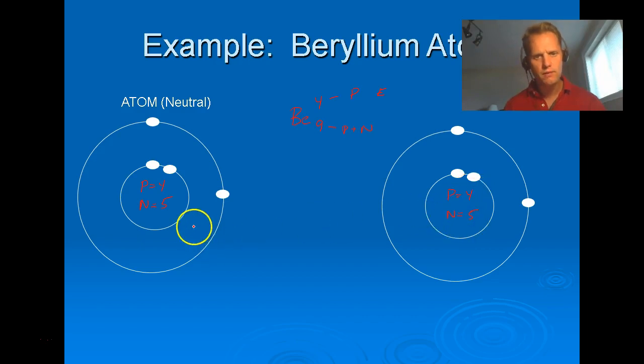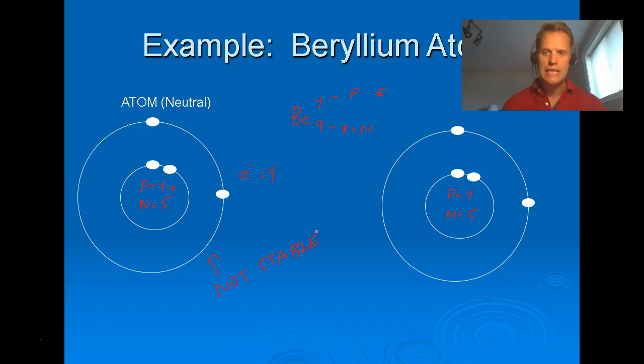Is this neutral right now? Yes, it is, because it has the same amount of protons as electrons. They're equal. Is it stable? No, it's not stable. Why is it not stable? It's not stable because it does not have a full shell.